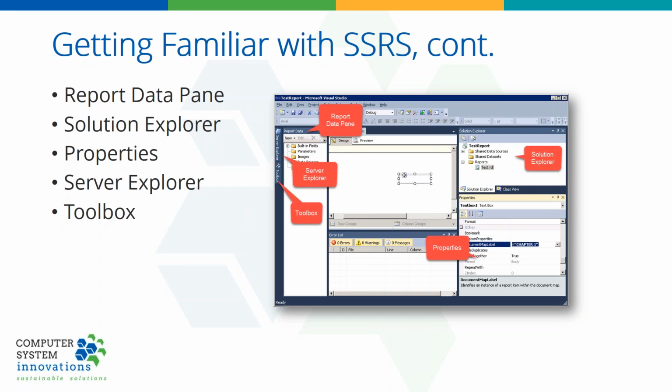Also within that report data pane are our data sets and then the fields that go with the data set. A data set is created by the query that you set up when you're building a report. And within each data set is a list of fields, so what columns you're grabbing from what tables in your database. All are within that report data pane.